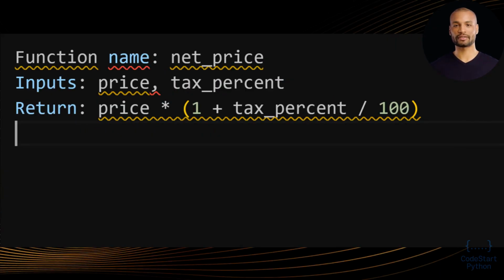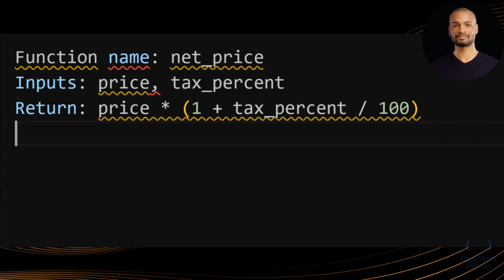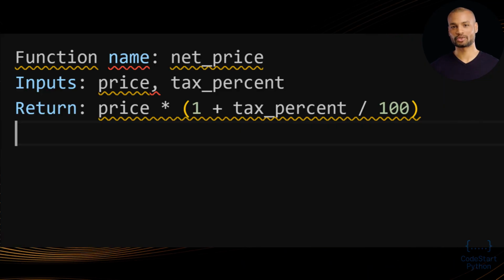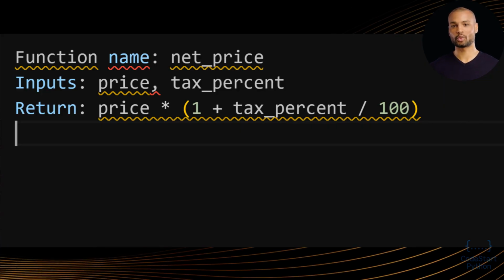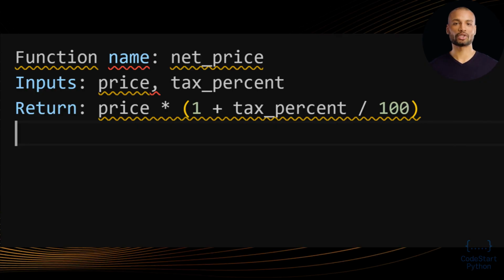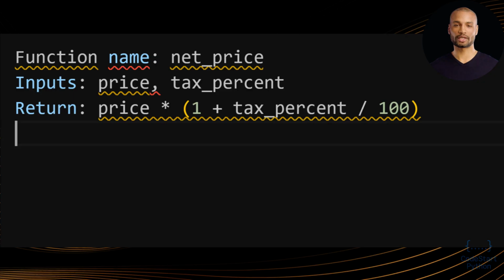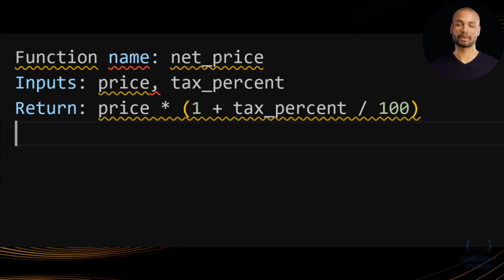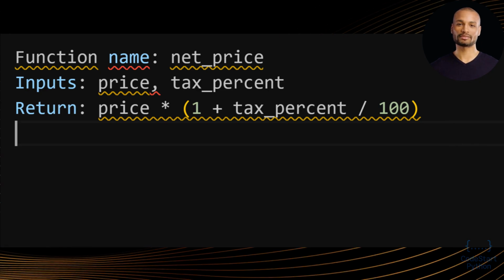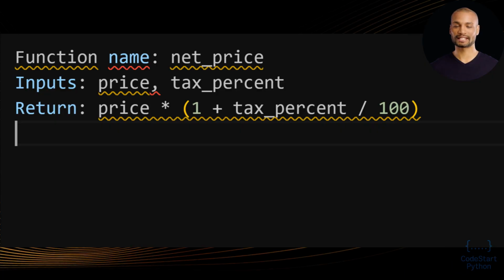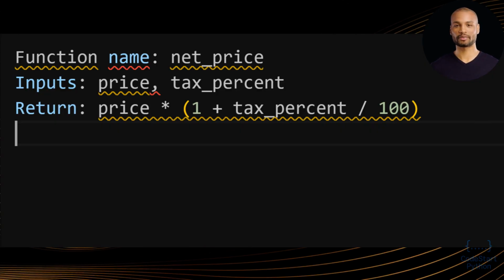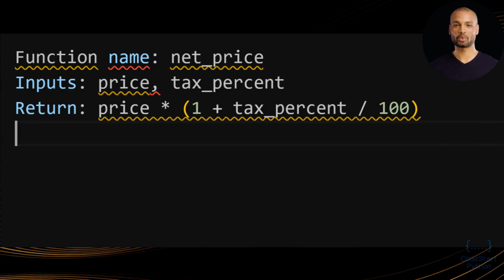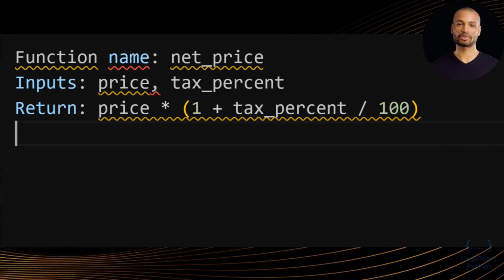Your challenge is to write a function named net_price. It accepts two inputs, base price and tax %. The function returns the base price multiplied by 1 plus tax % divided by 100. After you create the function, ask the user to enter a base price and a tax %, then call your function and print the total as currency with 2 decimals. Pause the video and build this step by step. Check the screen for a small reminder to get you started. Use short, clear names and add a one-line docstring that explains what the function returns.